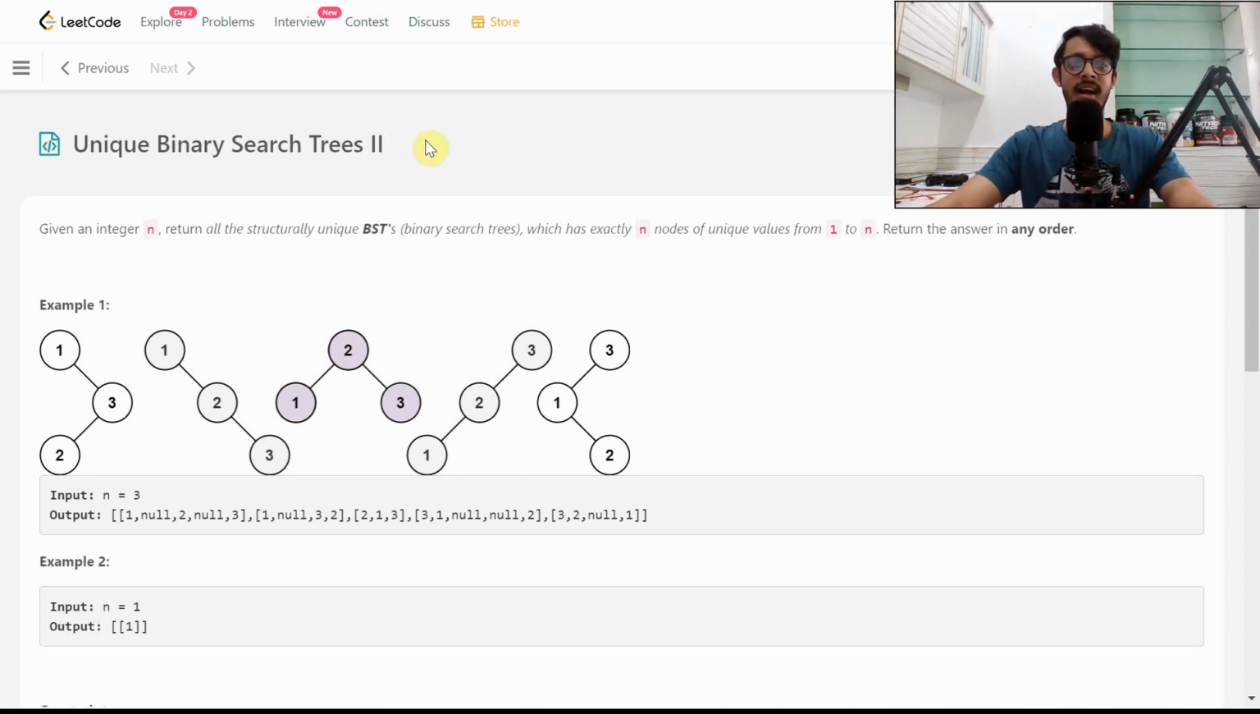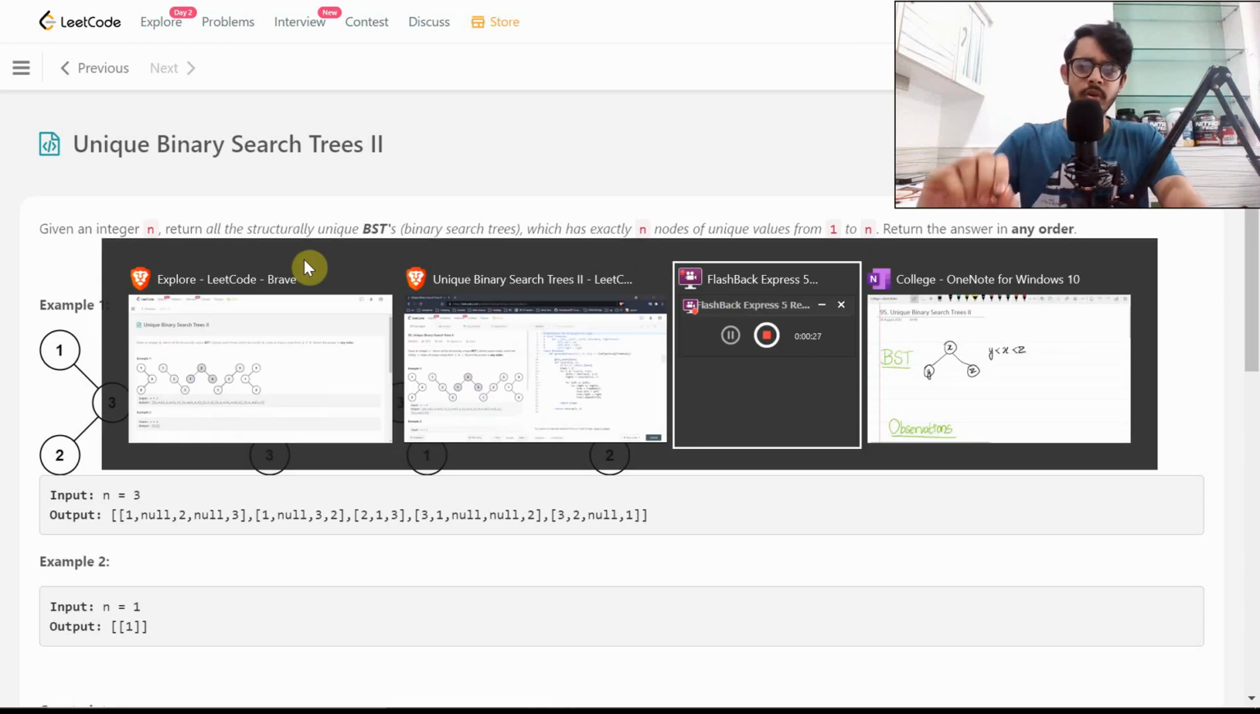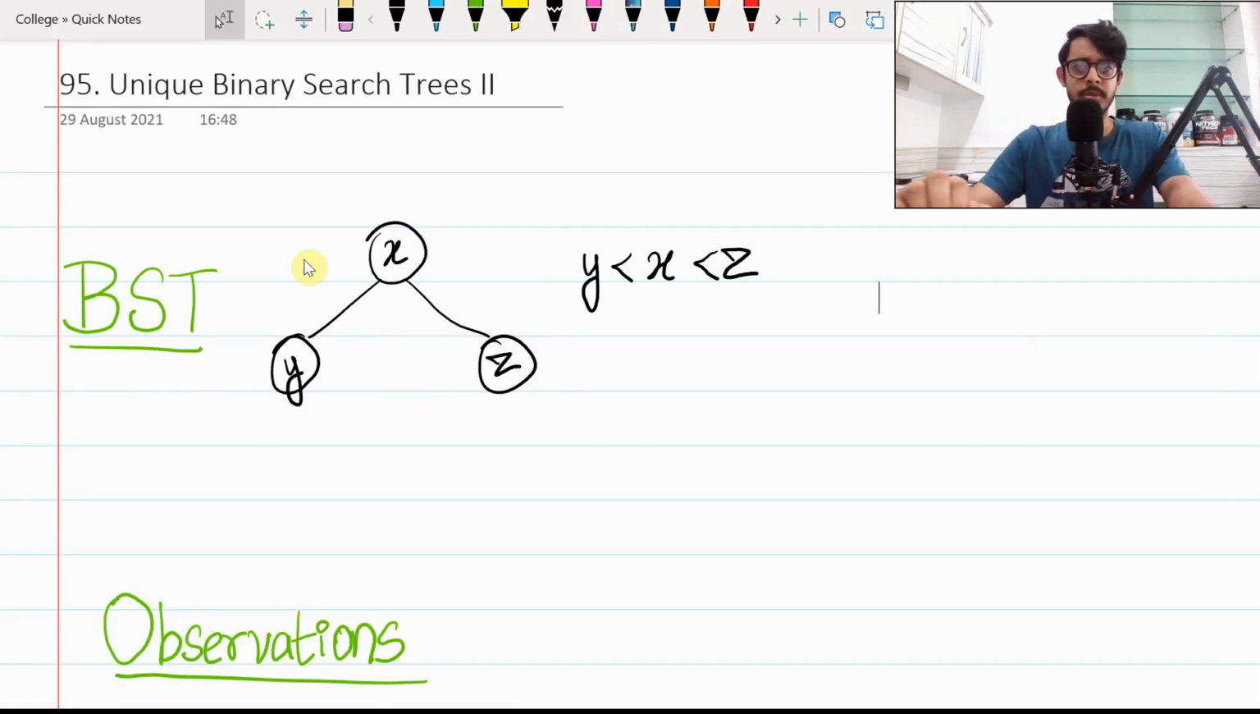Hello everybody and welcome. Today we're going to discuss the solution to the problem Unique Binary Search Trees. You're given an integer n, which signifies the number of nodes available to you, and you have to create from all of these nodes binary search trees. And you have to create all structurally unique binary search trees. And that's it.